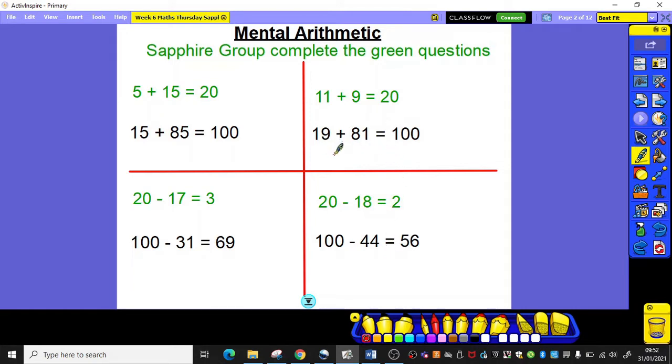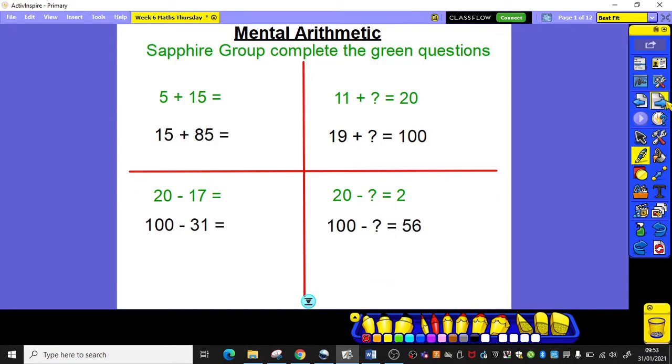So we had 100 subtract something was 56. So 100 take away 50 is obviously going to be 50. Take away 6 more is going to leave me 44.